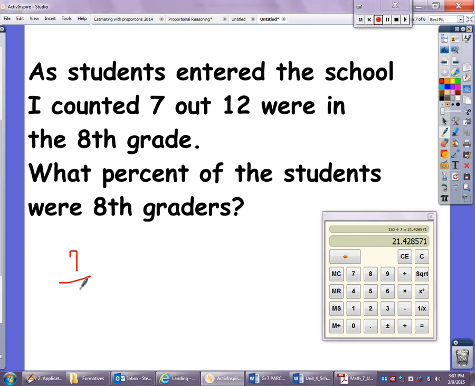So if 7 out of 12, so that's the ratio of 7/12. This is 7, which were in 8th grade, out of 12 total people. Well, what percent? In this case, I want to know the percent. So that would mean that instead of putting a bigger number, it's x out of 100, because this would be the percent. I'm going to cross multiply. 12x equals 700. Divide both sides by 12.